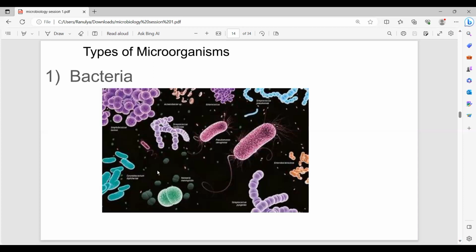Their cell wall is covered by a sticky layer of polysaccharides called the capsule. And most of them have flagella, not all, for their motility. Bacterial flagella are different from eukaryotic flagella.